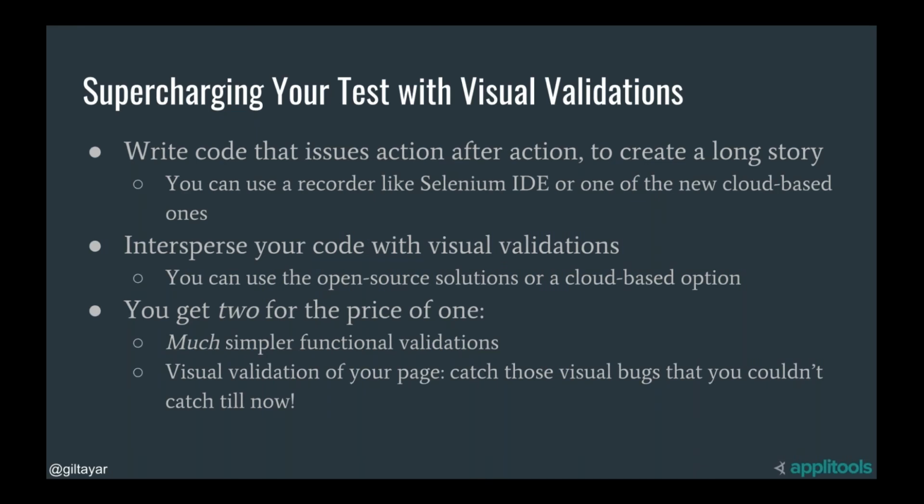You can even use a recorder like Selenium IDE or one of the new cloud-based ones. Once you have that, you just intersperse your code with check window, check window, check window, check window, wherever you want to do the validations. And you can use either open source solutions or cloud-based ones. Once you do that and accept the first baselines, your validations will work as you want them and do it holistically instead of focused validations.